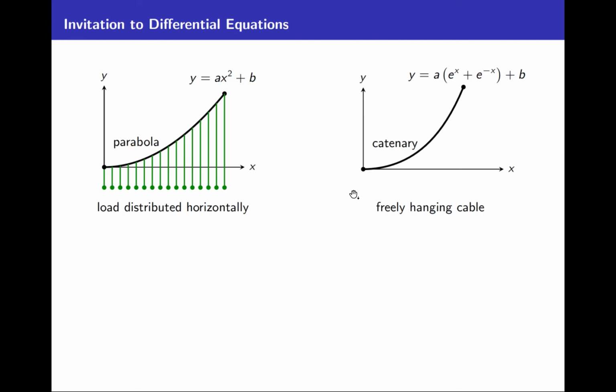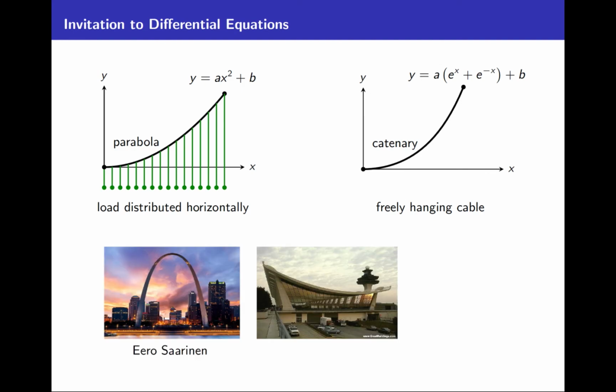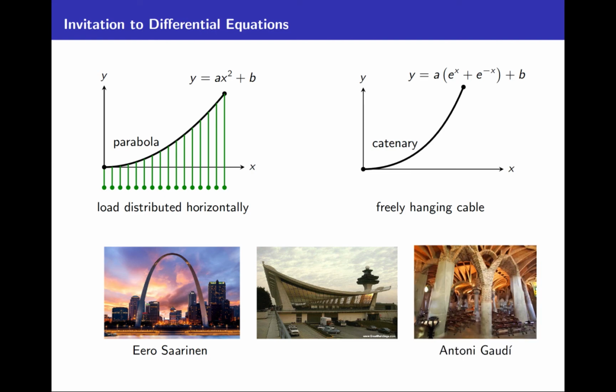In fact it has a name. It's called a catenary. Catenaries have been used a lot in architecture. The architect Eero Saarinen used this shape for the St. Louis Arch and also for Dulles Airport. And the Catalonian architect Gaudi used it extensively in his work. It's a very beautiful shape. If you find this kind of thing interesting, you should definitely take a course in differential equations. It's a huge topic, and we're barely scratching the surface in this brief lecture.